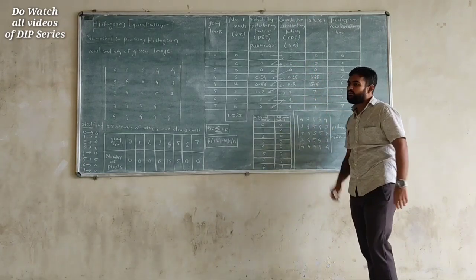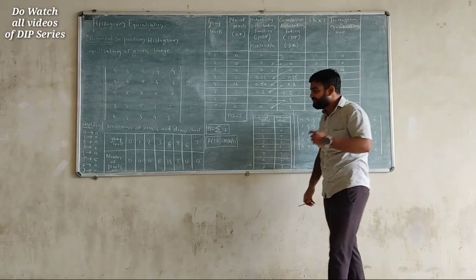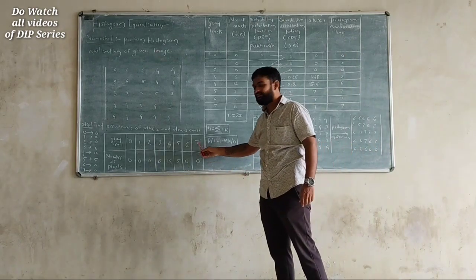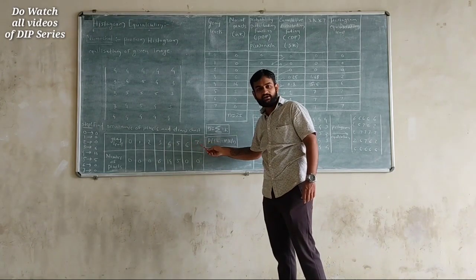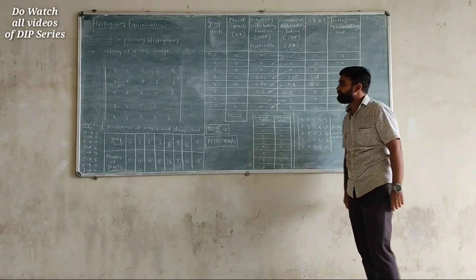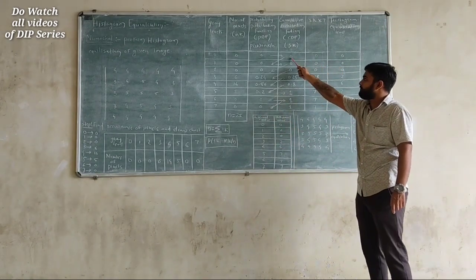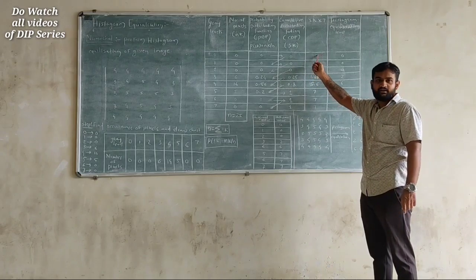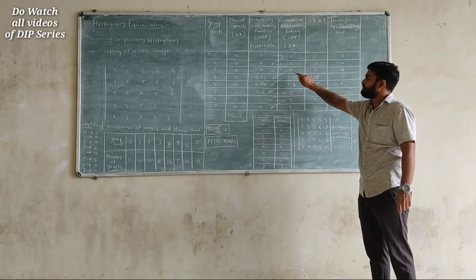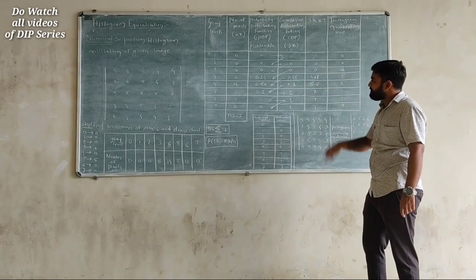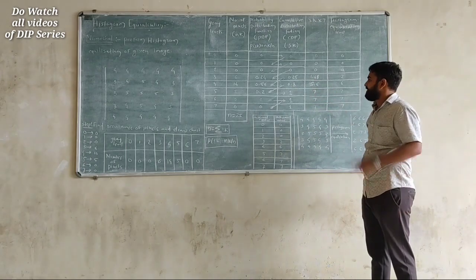Now lastly we have to do SK into 7. Why 7? Because the maximum value of a gray level is 7. So the maximum value we have considered here is 7. We have to multiply that 7 with each value of SK. So 0 multiplied by 7 is 0. 7 into 0, again 0. 7 into 0, again 0. Then 7 into 0.25, we get 1.68.